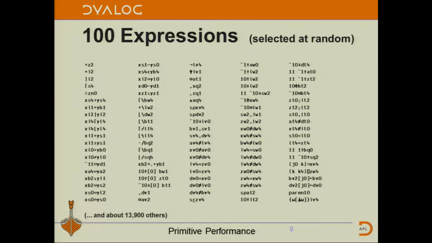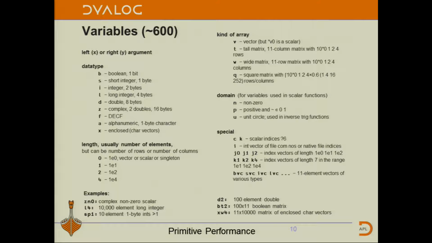So here's 100 of these 14,000 expressions selected at random, and there's 13,900 others that you'll have to imagine. So you can see there's some variable and a primitive and some other variable, and then sometimes there'll be operator expressions and so on and so forth. We try to create everything you could imagine.